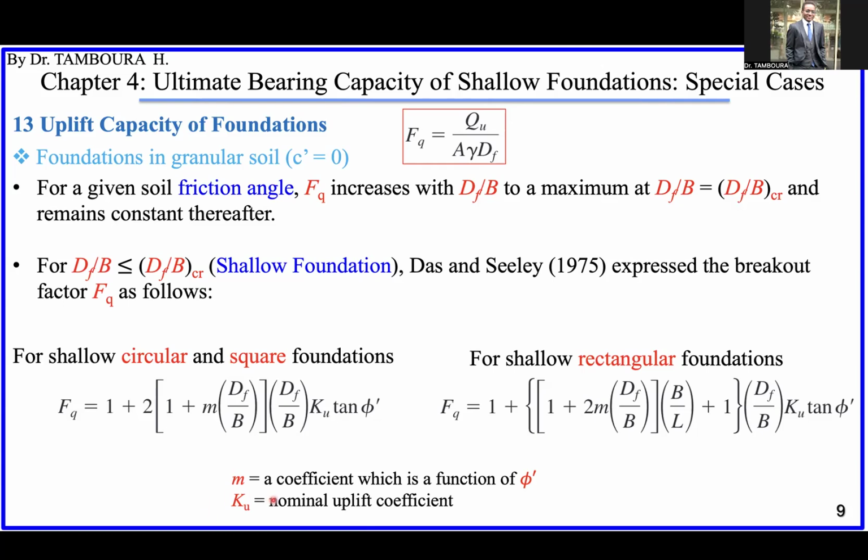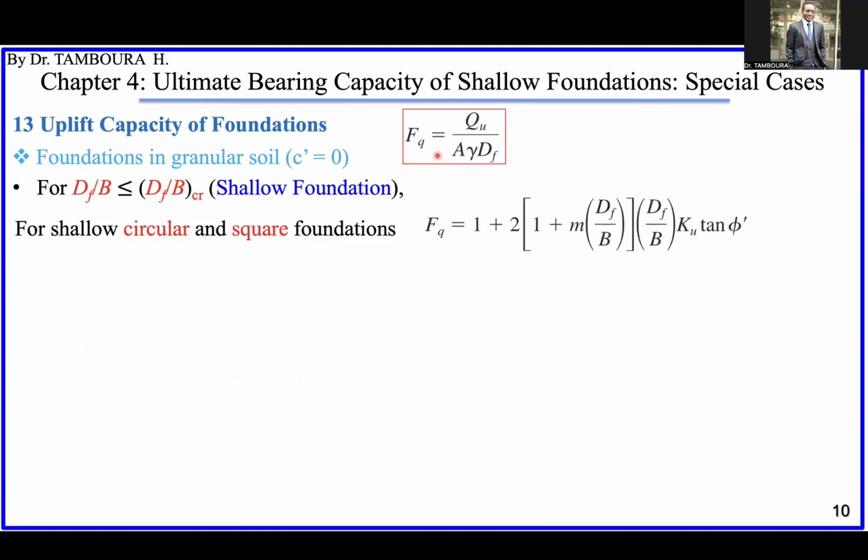We will do it in reverse. Get these before going to get FQ, and if you get FQ, you get the ultimate bearing capacity. But don't worry, we will see step by step how we can obtain the ultimate bearing capacity. So for a shallow foundation, it means DF less than the critical one. For a shallow, circular and square foundation, it is this.